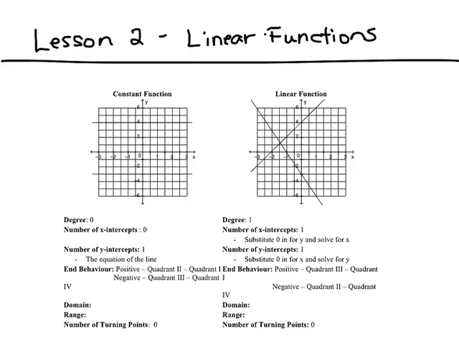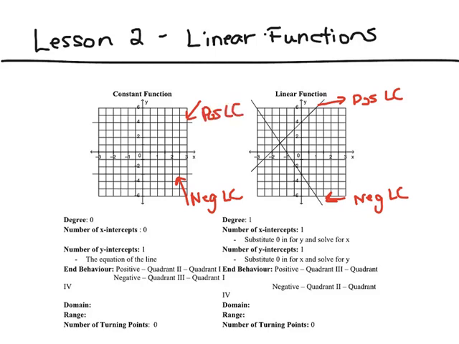So the following is information to help you with determining information from graphs of a linear function. Know that this line right here has a positive leading coefficient, and this line right here has a negative leading coefficient. This line has a negative leading coefficient, and this line has a positive leading coefficient. So all of this information can help you answer questions for this section of the textbook and your assignments.